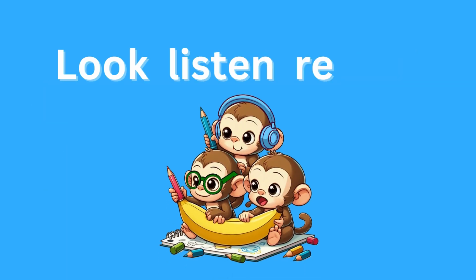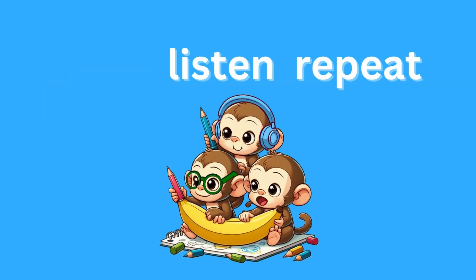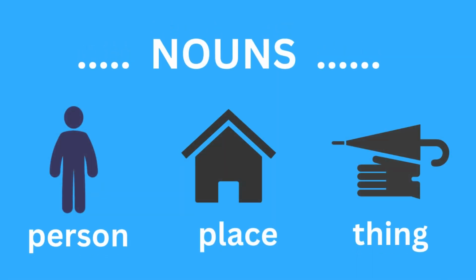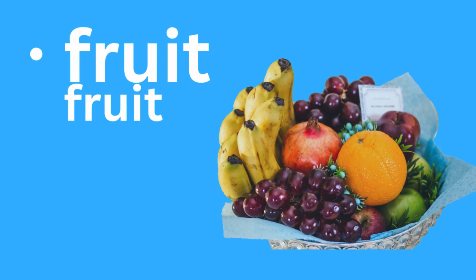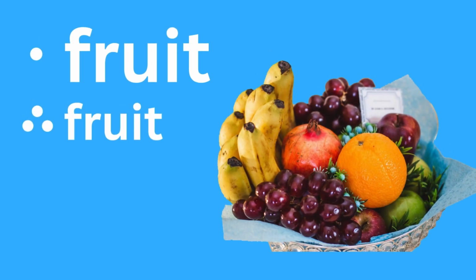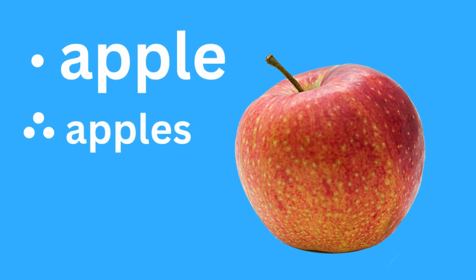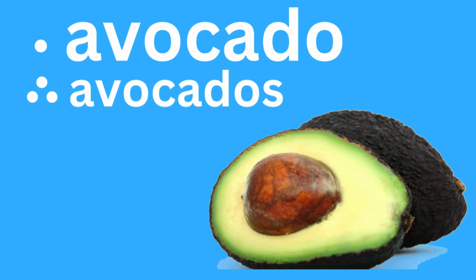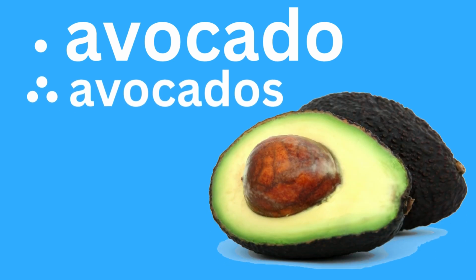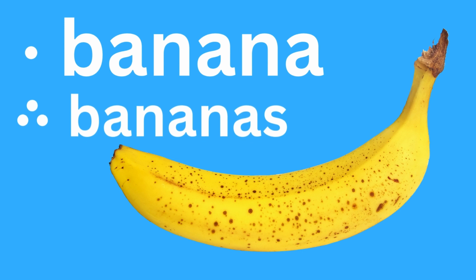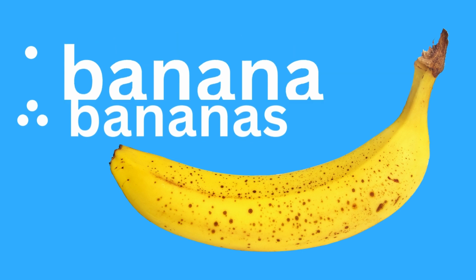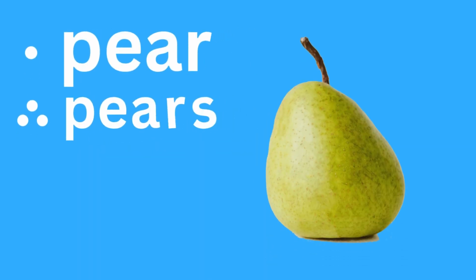Look, listen, repeat. Nouns: person, place, thing. Fruit, fruit. Apple, apples. Avocado, avocados. Banana, bananas. Pear, pears.